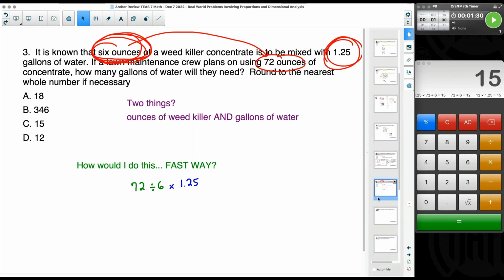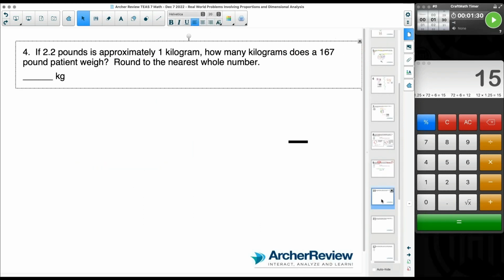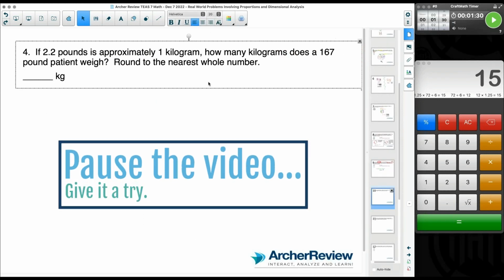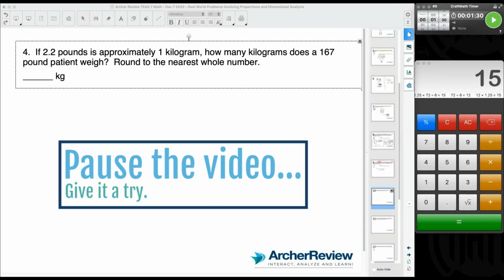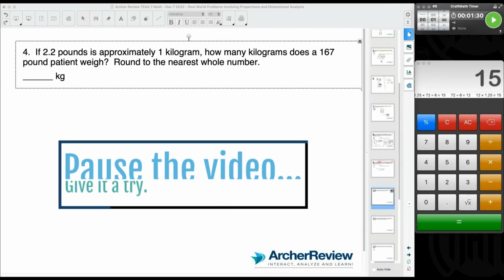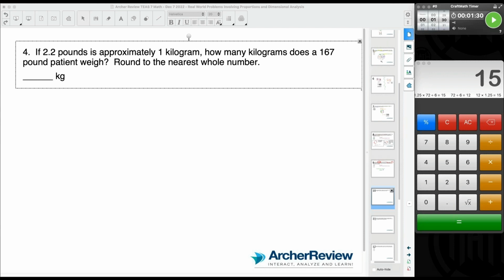All right, let's see where we at. Number 4, fill in the blank. Check it out. All right, so with these fill in the blanks, you have to pay attention to what it says to do for rounding. For fill in the blanks, you could do all of this stuff correct, and yet if you don't round correctly, the fill in the blank will be wrong.